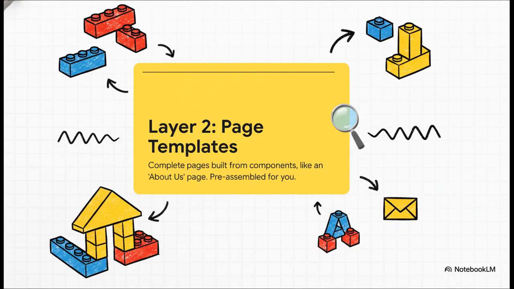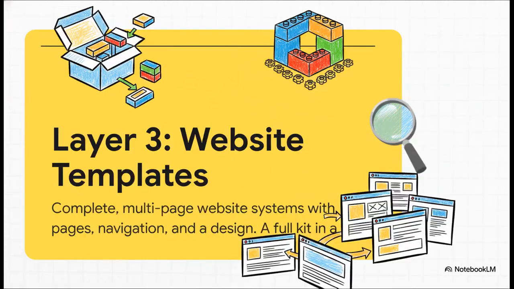Then, layer 2 is page templates. This is like taking a handful of those little Lego bricks and snapping them together to build something bigger, like a complete About Us page or a contact page. It's basically pre-assembled for you, which is super helpful. Moving up to layer 3, you've got the website template. Now, think of this as the full Lego set you'd buy in the box. It's a complete multi-page site with navigation, a consistent design, everything you need to launch right away.